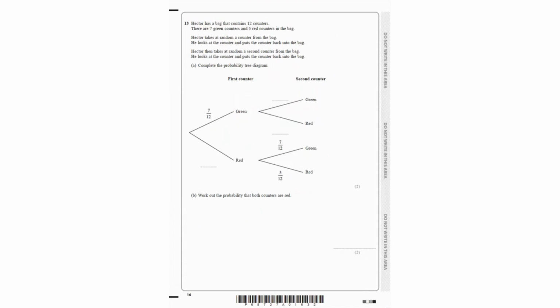Now we have to complete the probability tree diagram. So if the probability of getting a green counter is 7 out of 12 and the remaining counters are red, the probability of getting a red counter would be 5 out of 12. There are 5 red counters and 12 counters in total.